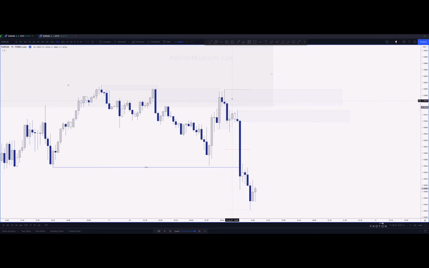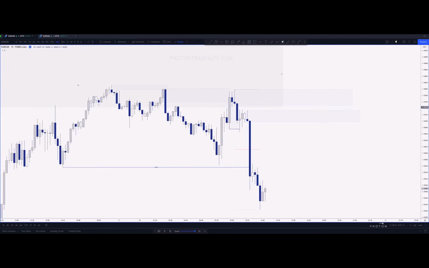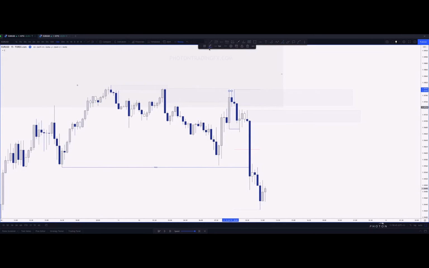Now, what I already can see I like about the top zone is that that is where the move that led to that first initial change of character, right? That took out that low there. What do we also have? Well, when that zone was created, was it a sweep zone? Yes, because it took out those relatively equal highs there.